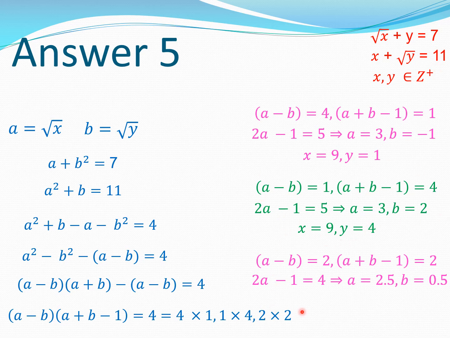Actually, if I now take the case 2 and 2, I would get a minus b is 2, a plus b minus 1 is 2. So let me add these two equations. So I get 2a minus 1 is 4, a becomes 2.5, b is 0.5. Again, if I square them, it's also going to be something which is related to the real number space. So these are essentially numbers which contain decimals, so they are not integers. So again, these two solutions in pink are not satisfactory solutions, and the solution here is x equal to 9 and y equal to 4.